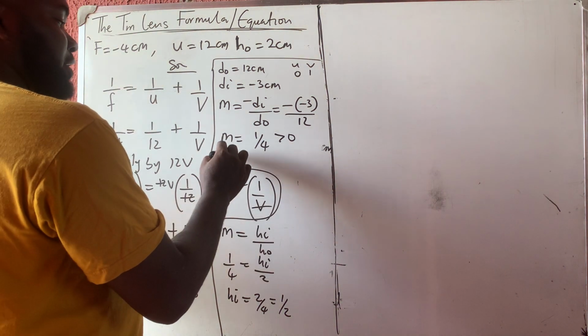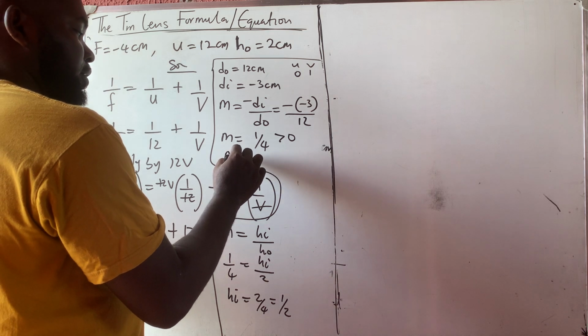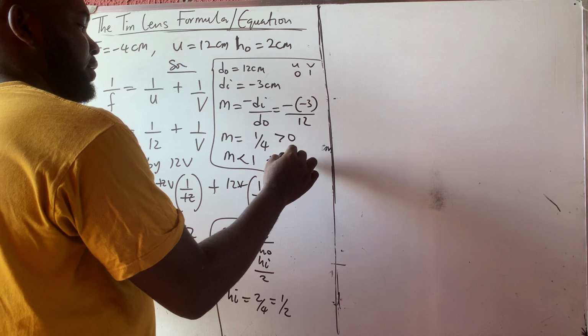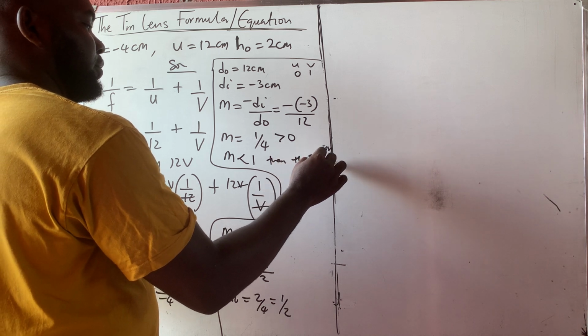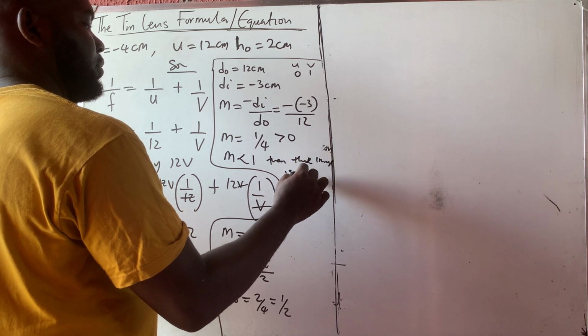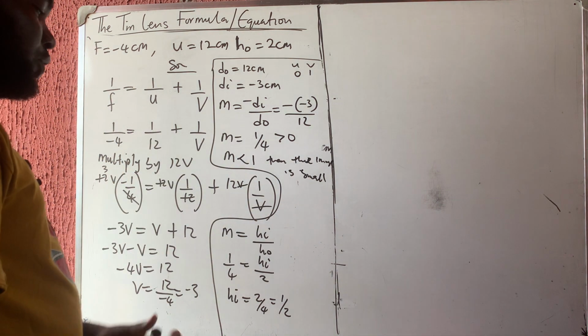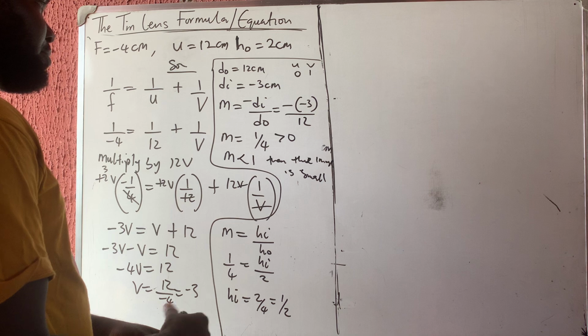So note that if my M is less than 1, then the image is small. Note that. I didn't tell you this in the other one, but it's part of what you need to know. So this calculation has helped me to know that.